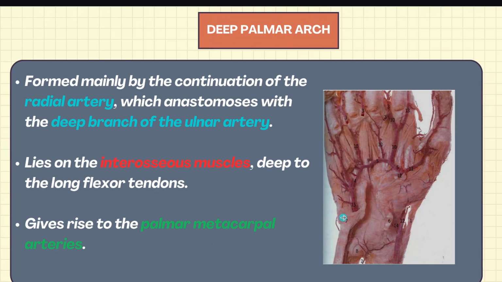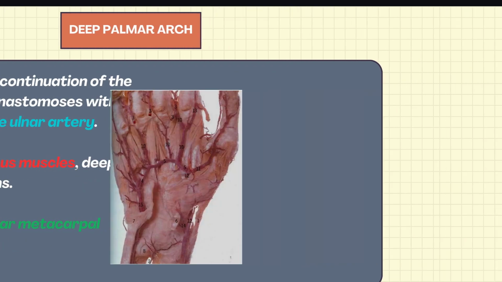Now, to talk more about the deep palmar arc, we know that it's made up of two arteries, the radial artery and the deep branch of the ulnar artery. This palmar arch is going to give rise to the palmar metacarpal arteries, and this is really important to know because you're going to have another arch which is called the superficial palmar arch. However, it won't give rise to the palmar metacarpal arteries. I'd like to mention that it lies on the interosseous muscles, deep to the long flexor tendons.